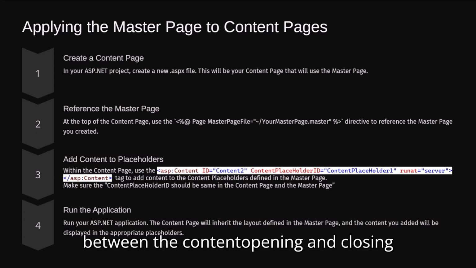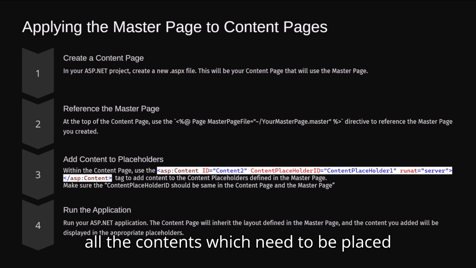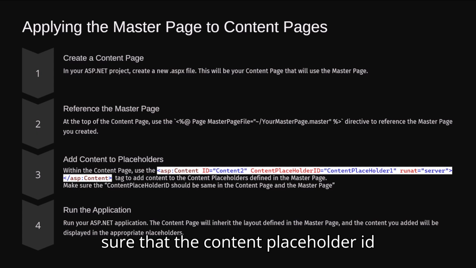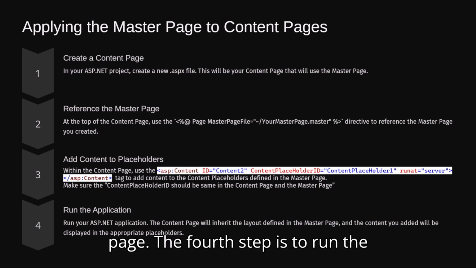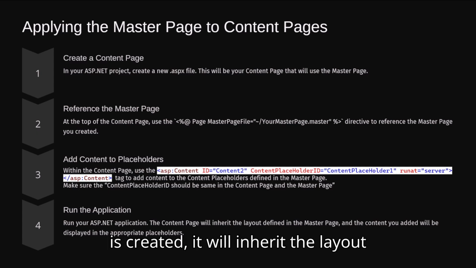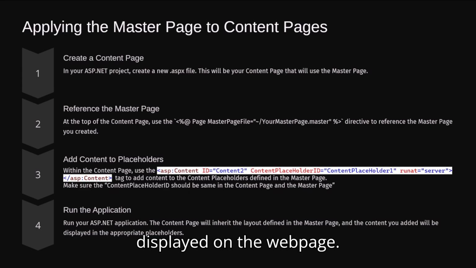So in between the content opening and closing tag, we can add all the contents which need to be placed in the content page. We have to make sure that the content placeholder ID should be same in content page and master page. The fourth step is to run the application. After the content page is created, it will inherit the layout defined in the master page, and the content you added will be displayed on the web page.